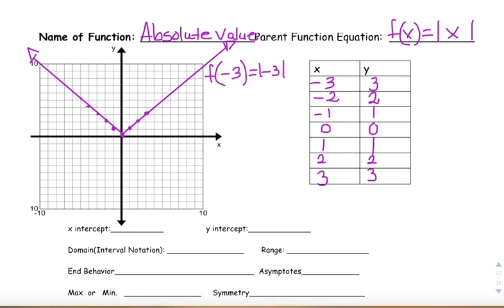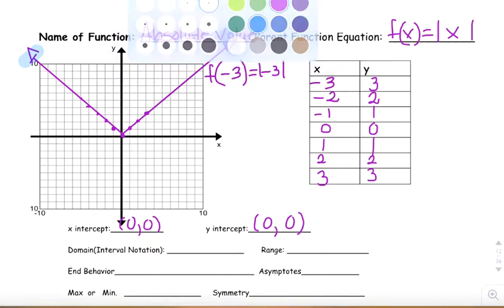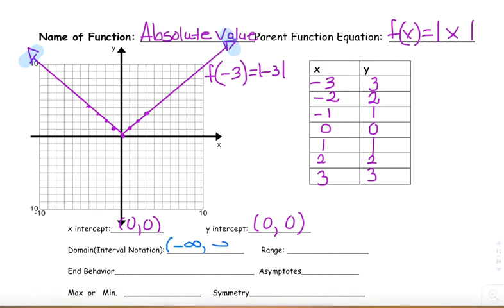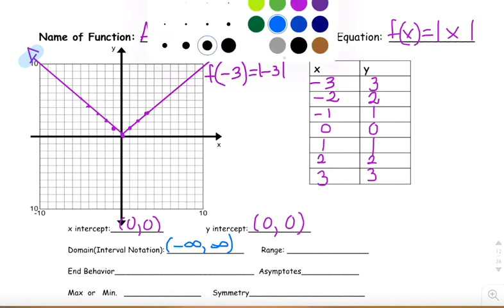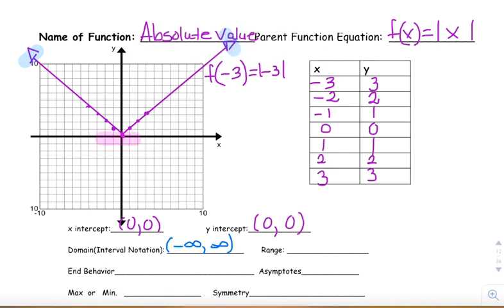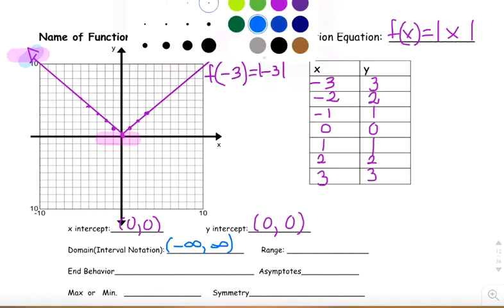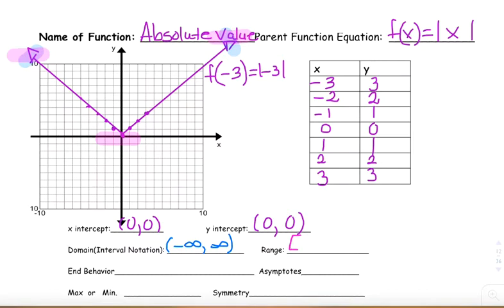All right, same pattern. So again, you could pause the video and try filling out the rest on your own and then come back. Still 0, 0. You'll notice a lot of these are in common because they're our parent functions. We haven't transformed them. We haven't moved them around. Our domain, we're talking about arrow to arrow. So we're also going to have all real numbers still. Our range starts at 0 and it goes to infinity. So similar to a quadratic, we say 0 to infinity.